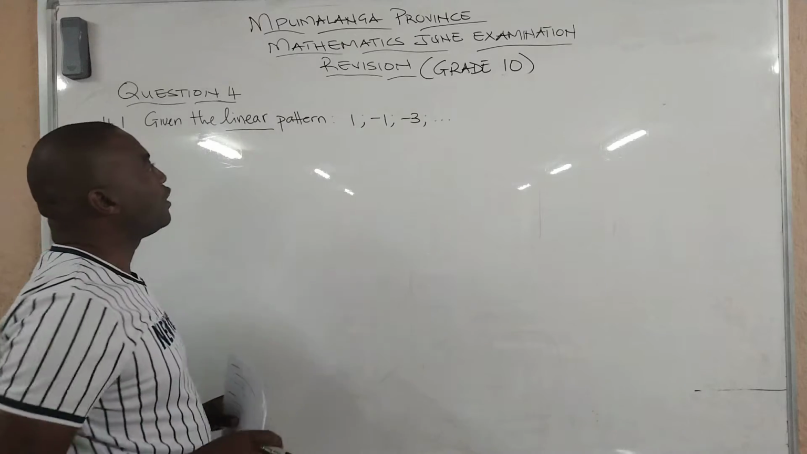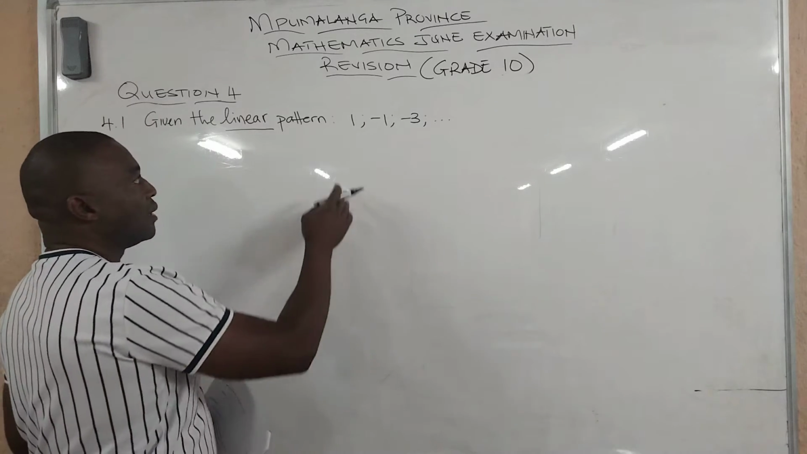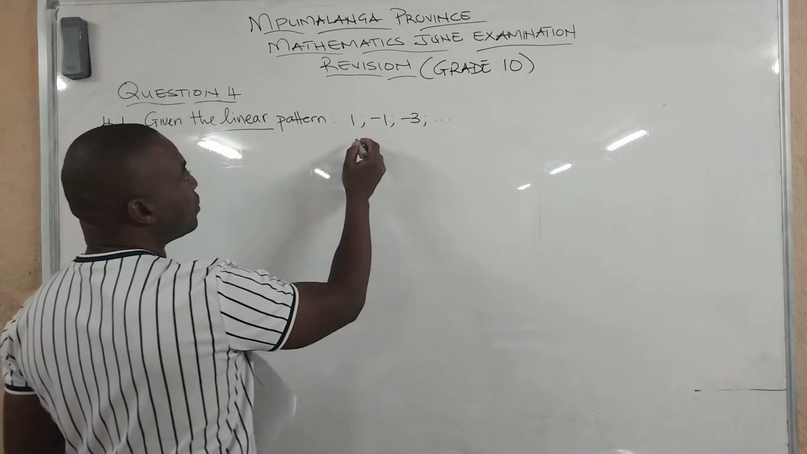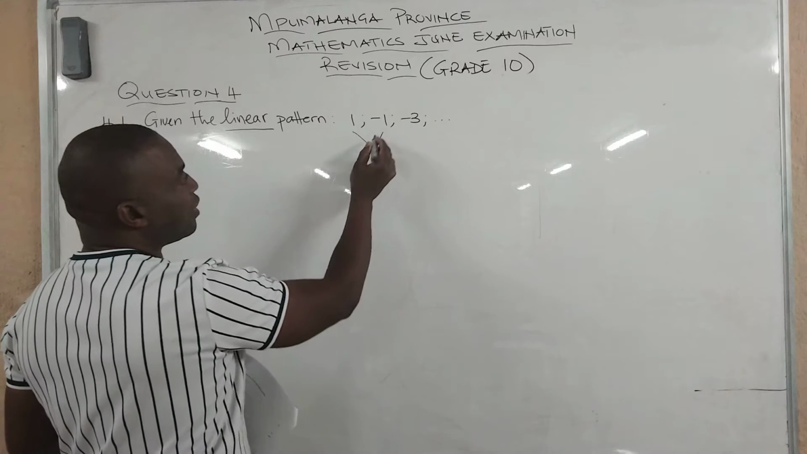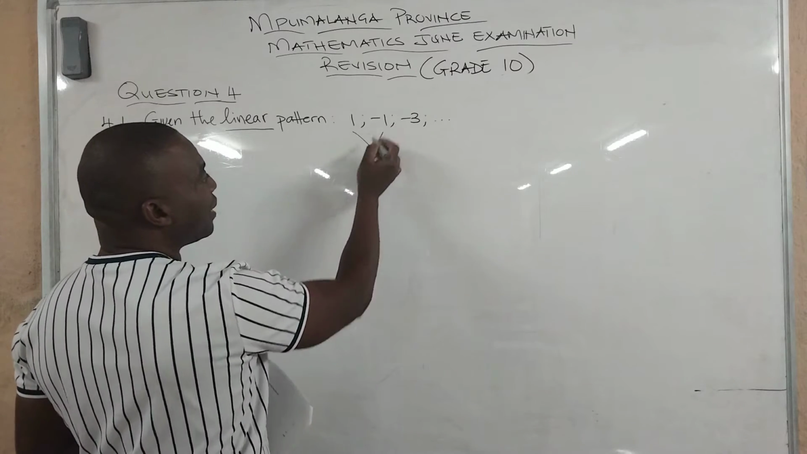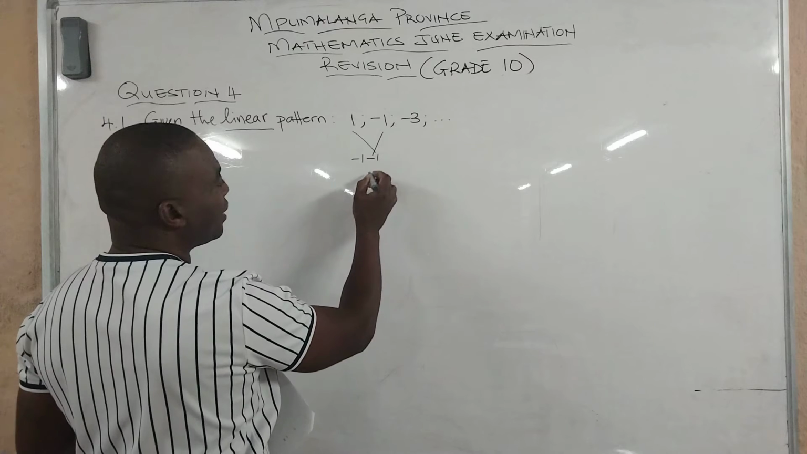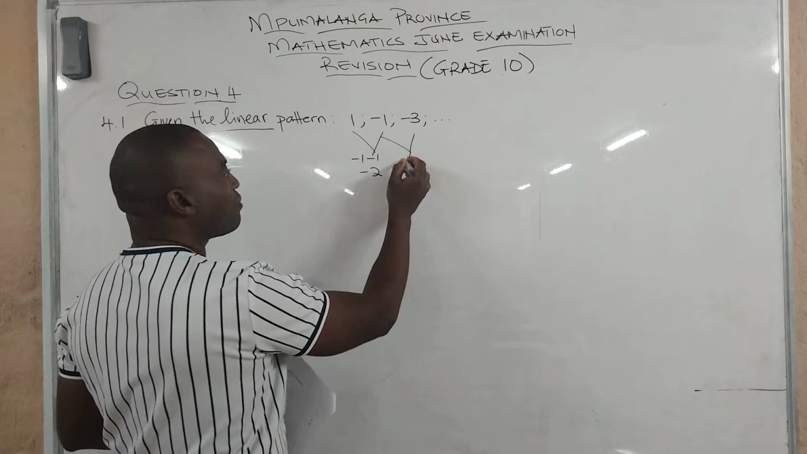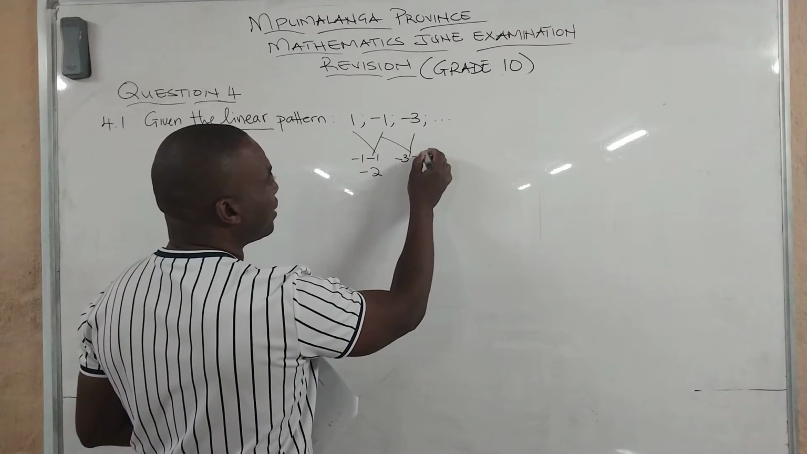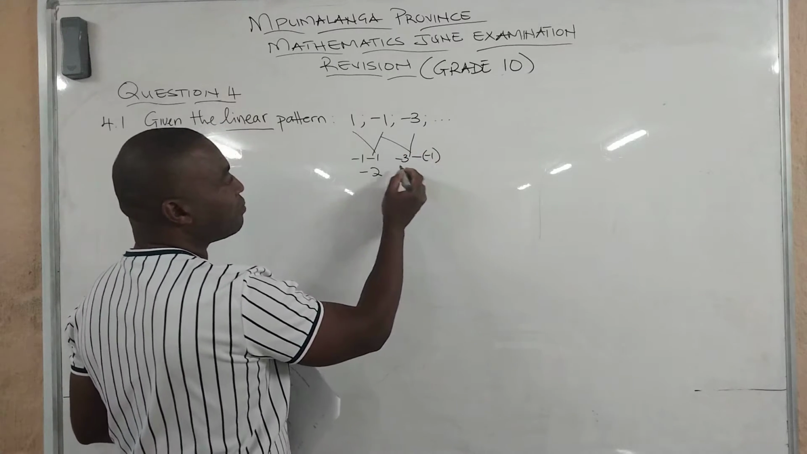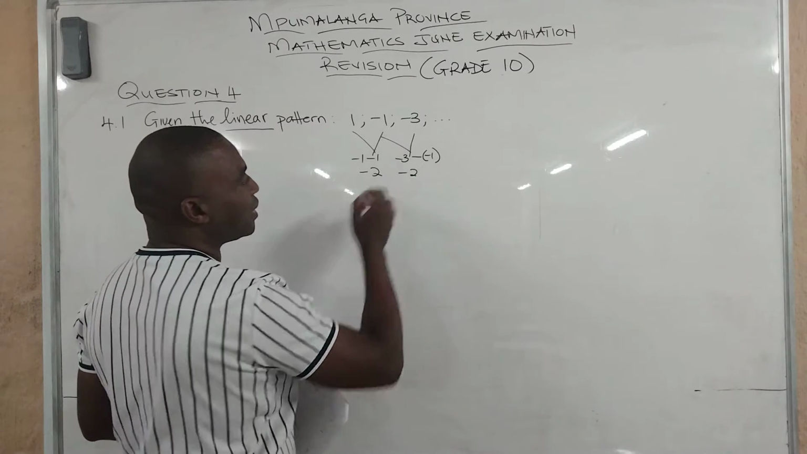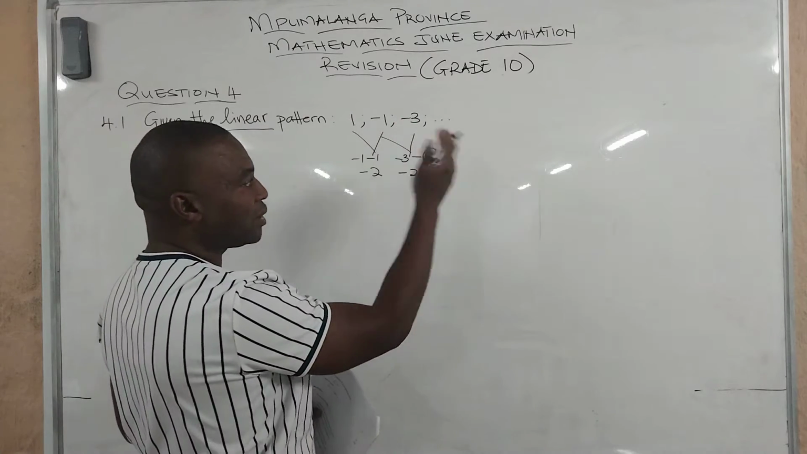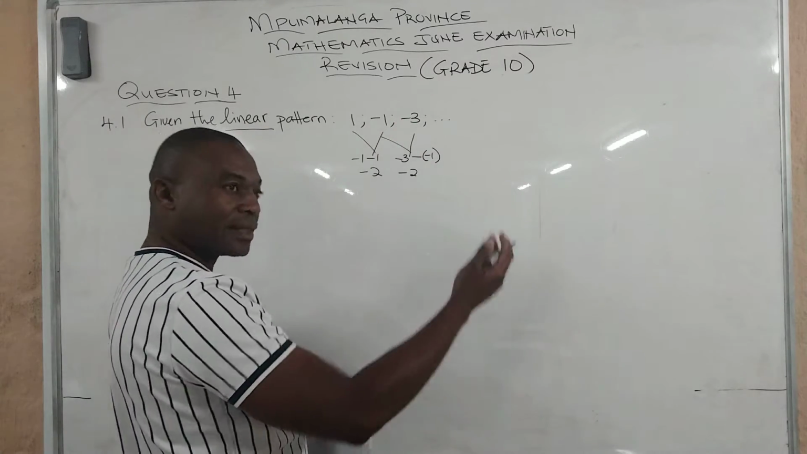We understand that if it is a linear number pattern, the difference between successive terms is the same. So if we find the difference here, it's -1 minus 1, that gives us -2. Let's check if it's the same. -3 minus -1, that is -3 plus 1, that gives us -2. So what it means is that we are simply subtracting 2 to get the next term.